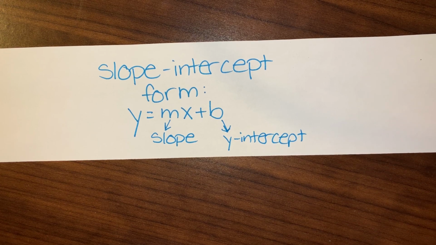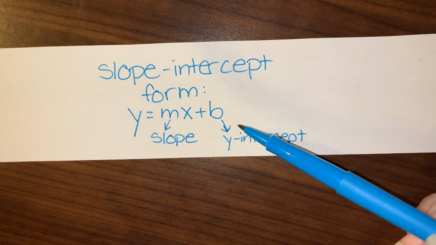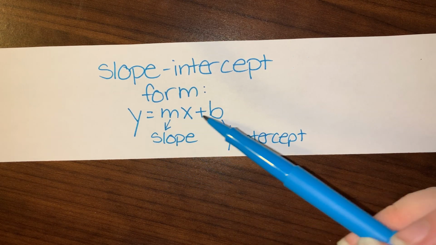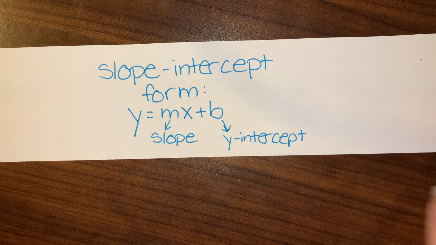Okay, so this video is going to focus on how to write and rewrite equations into slope-intercept form. And slope-intercept form is this equation every single time. So it's always y equals mx plus b, where m is the slope and b is the y-intercept.